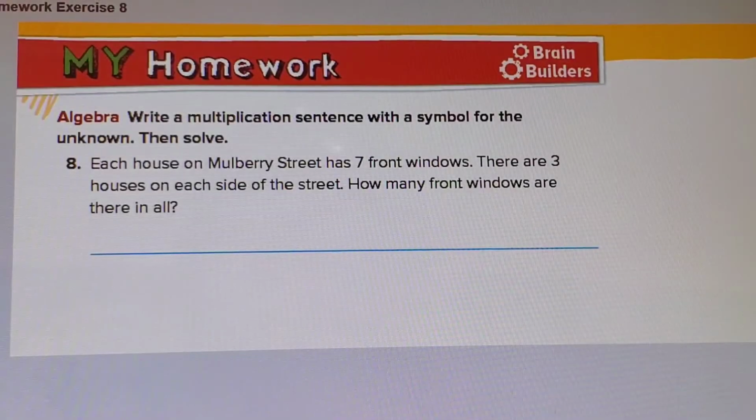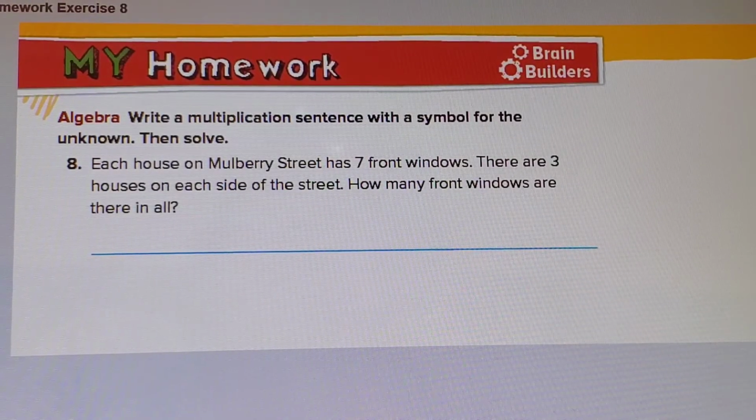My homework: brain builders. Algebra. Write a multiplication sentence with the symbol for the unknown, then solve. Now this one is a little tricky, so listen carefully. Each house on Mulberry Street has 7 front windows. There are 3 houses on each side of the street. How many front windows are there in all?